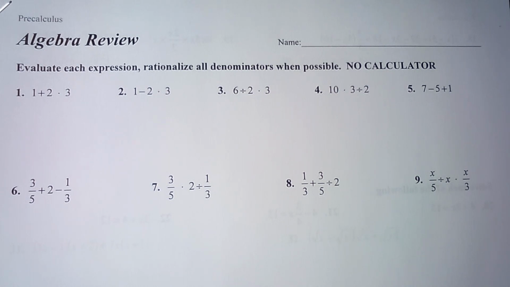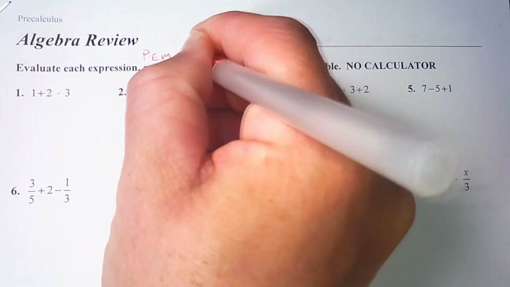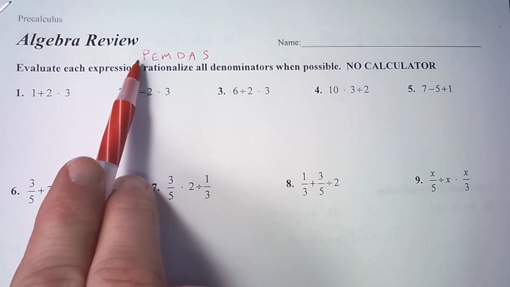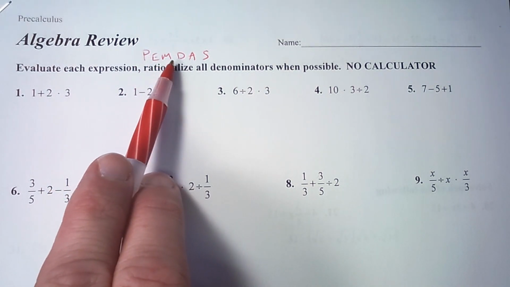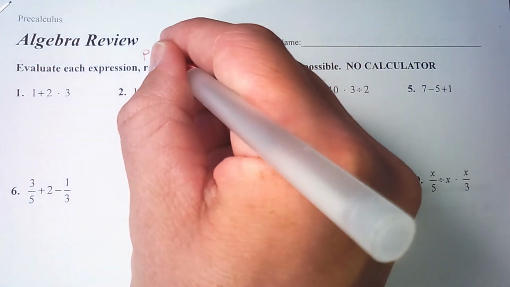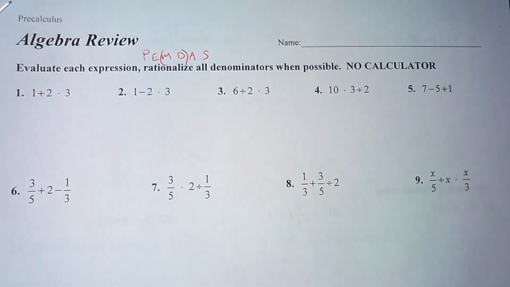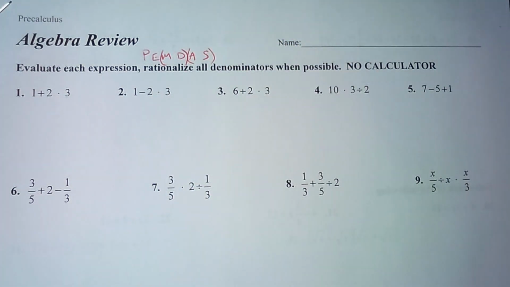So remember, order of operations. Okay, we've got parentheses first, then exponents, then multiplication and division. Now it's important to keep in mind that multiplication and division have the same priority. So we just do those from left to right. Same with addition and subtraction. They have the same priority, so we just do those from left to right.